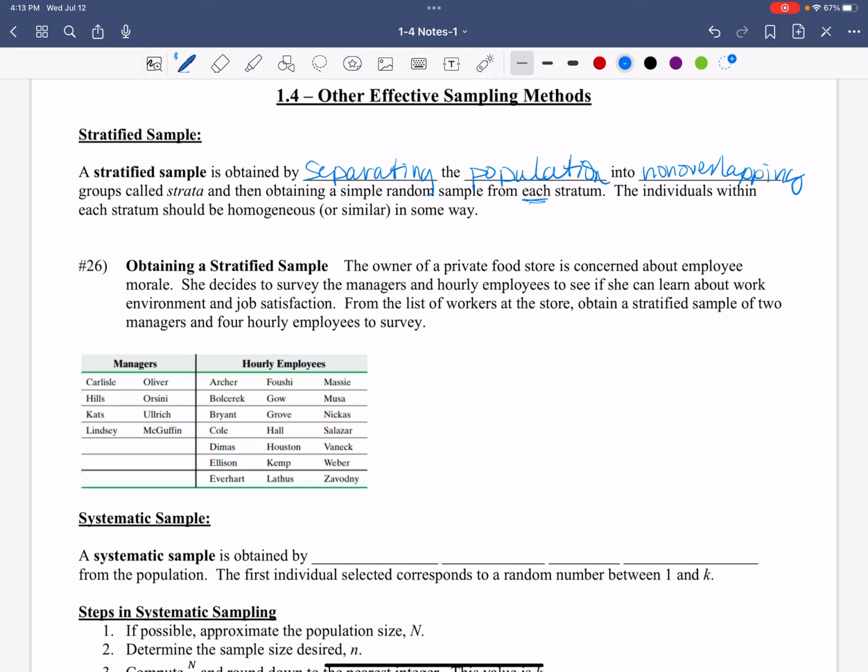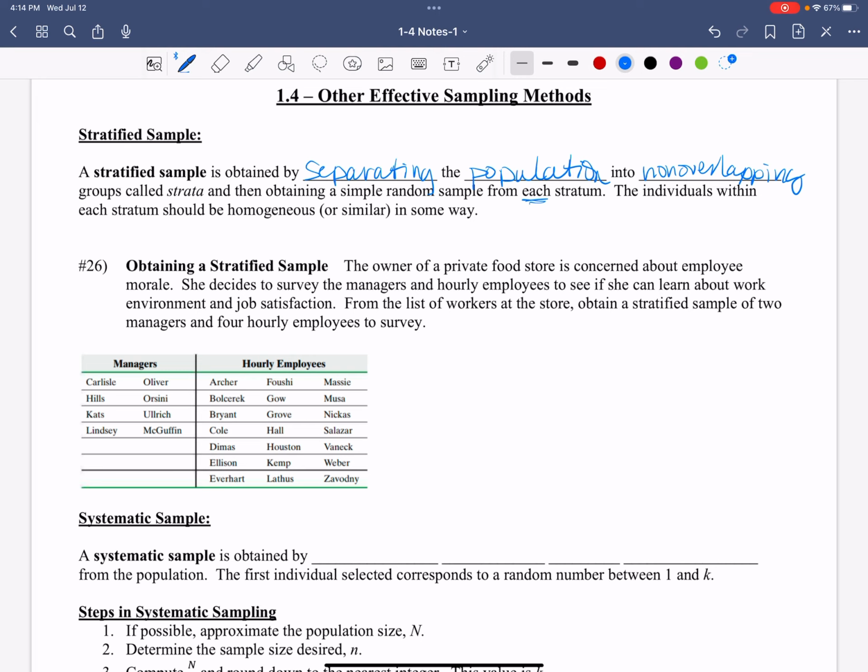All right, check it out. So obtaining a stratified sample: the owner of a private food store is concerned about employee morale. So she decides to survey the managers and hourly employees, two different homogeneous groups because they're similar in each way, to see if she can learn about work environment. From the list of workers at a store, obtain a sample of 2 managers and 4 employees to survey.